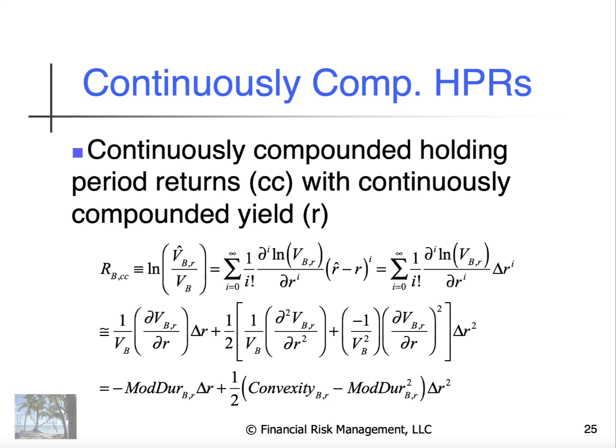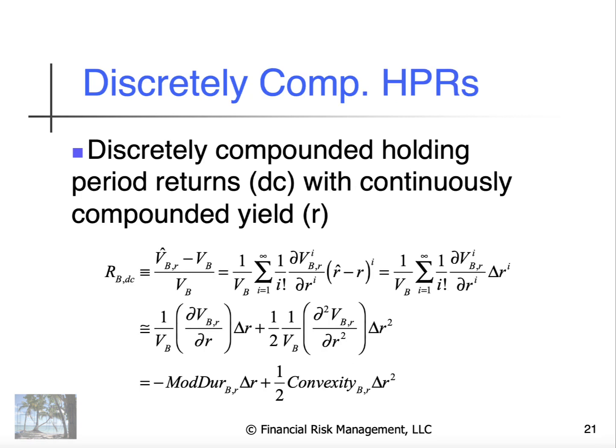When we estimate holding period returns, we can use Taylor series. If we're using continuously compounding holding period returns, the best estimate is minus modified duration times the change in rates plus 1/2 convexity minus modified duration squared. If you recall last time, we noted that that's a different result than if you use discrete compounding.